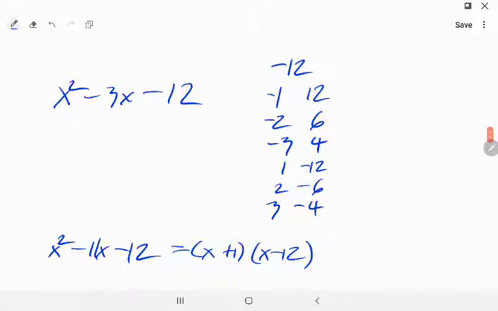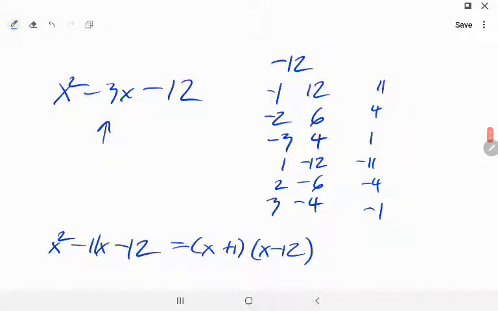But you notice that none of these sums, we get a sum of 11, a sum of 4, a sum of 1, negative 11, negative 4, negative 1. None of those is a negative 3, and so that original x squared minus 3x minus 12 is prime.